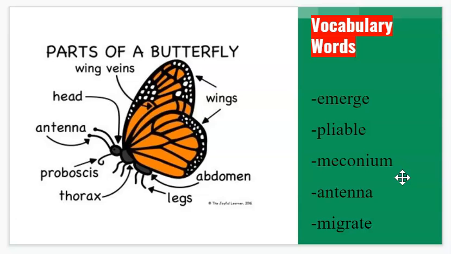Meconium. This is a red liquid that comes out of the chrysalis when the butterfly emerges. Antenna. This is located on the top of the head and it gives a sense of smell and balance. And migrate. This is when an animal moves from one region to another according to the season.